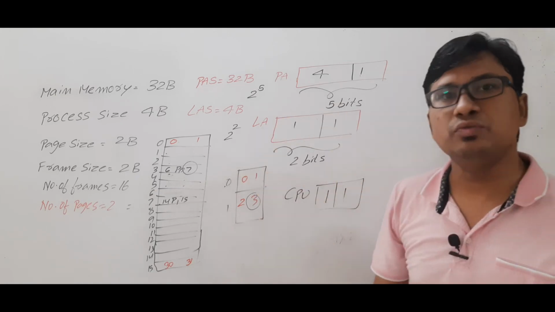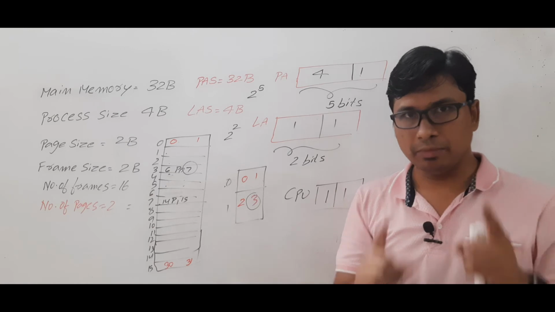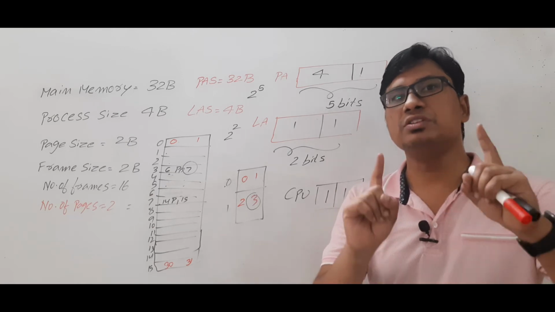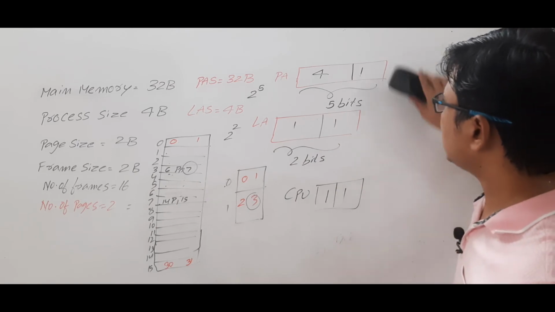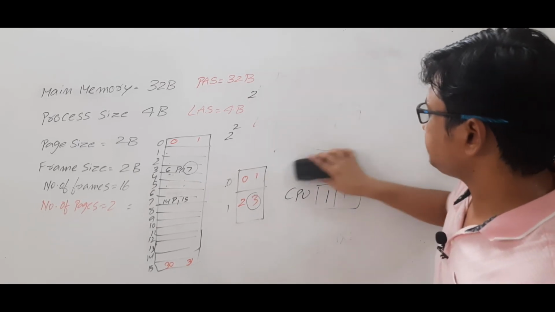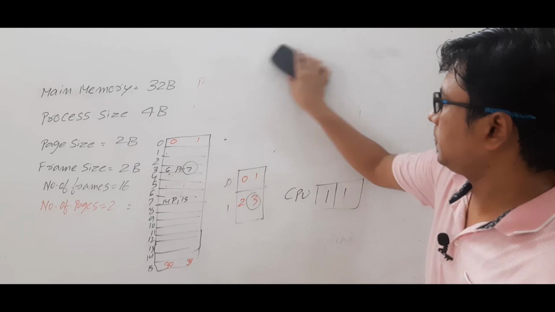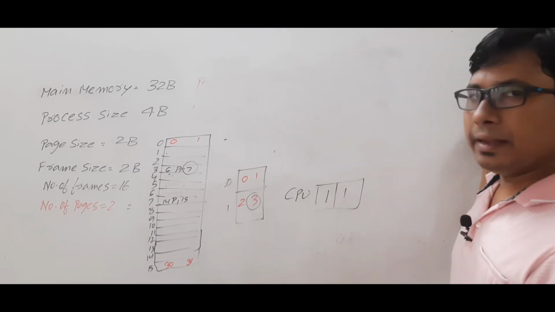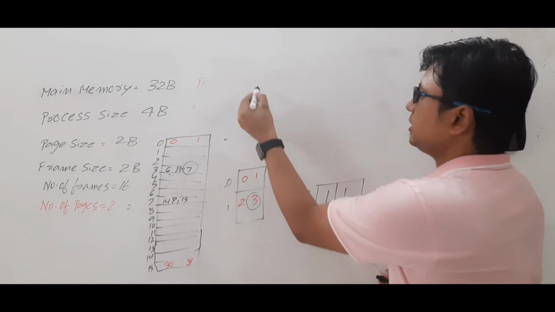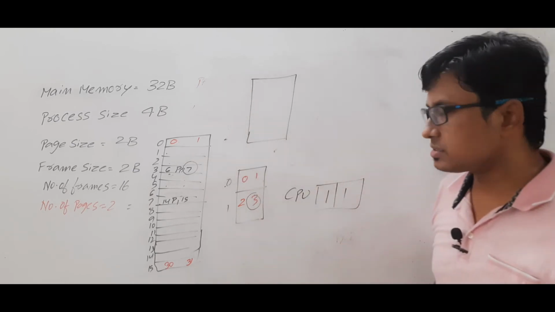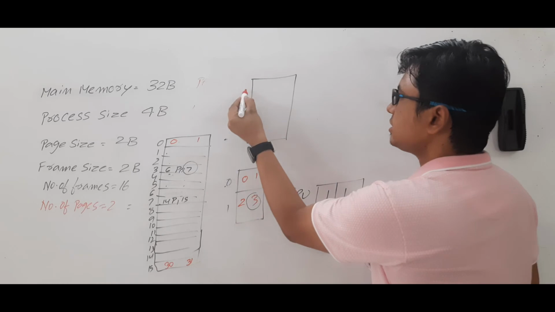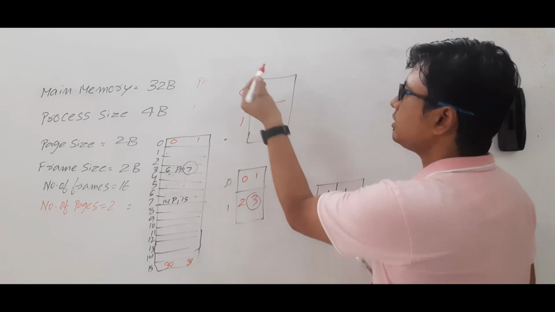Each process will have a page table. Remember one statement: each process will have its own page table. And the page table, let me erase this entire part. Okay. The number of entries in the page table of a particular process will depend on the number of pages. So page number 0, page number 1 in the page table.